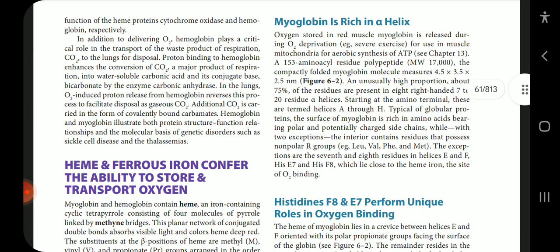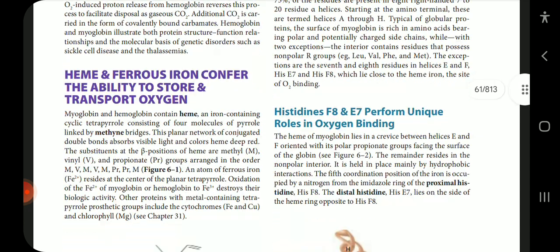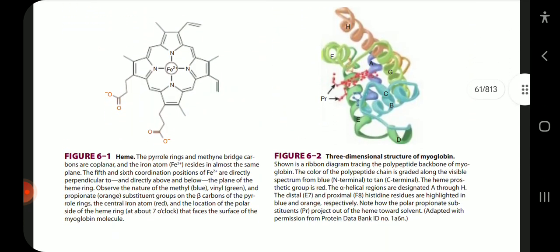Myoglobin is rich in alpha helix. Oxygen stored in red muscle myoglobin is released during O2 deprivation, for example severe exercise, for use in muscle mitochondria for aerobic synthesis of ATP. A 153 amino acyl residue polypeptide of molecular weight 17,000, the compactly folded myoglobin molecule measures 4.5 × 3.5 × 2.5 nm, as we can see in the diagram.